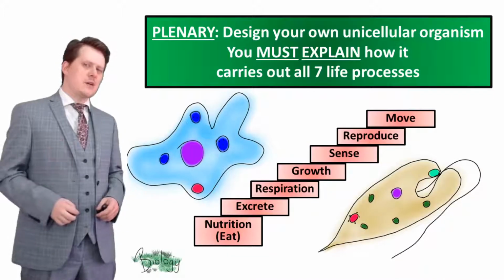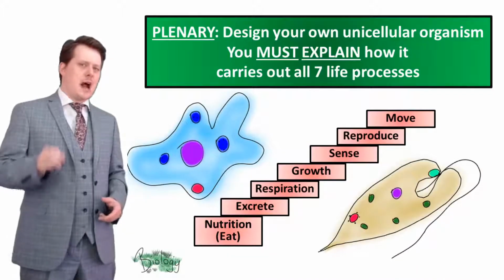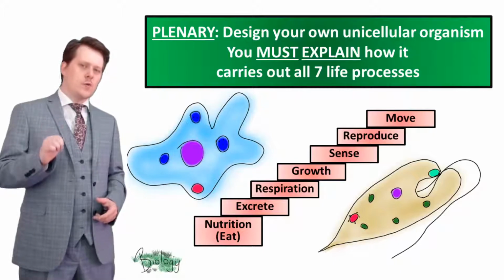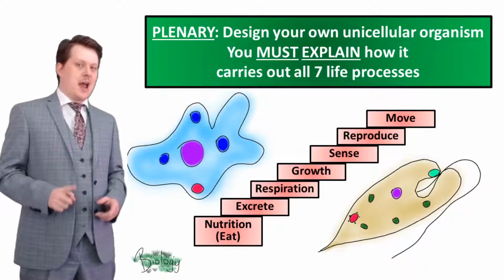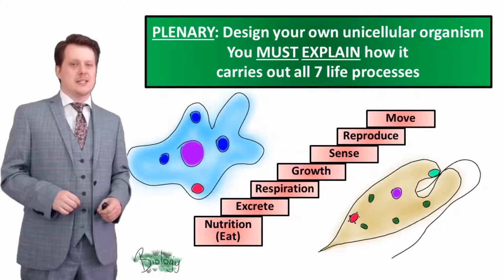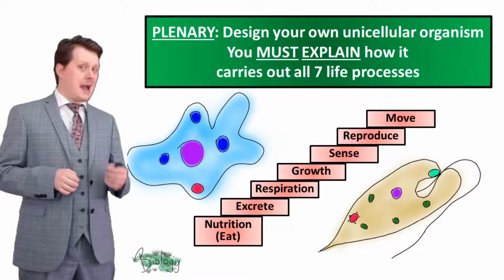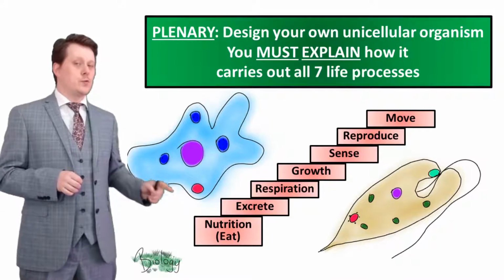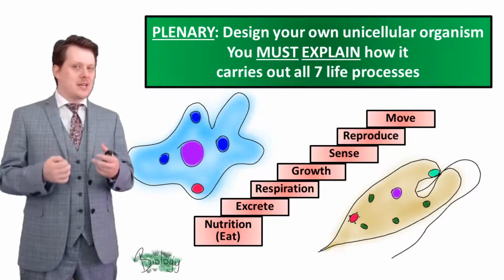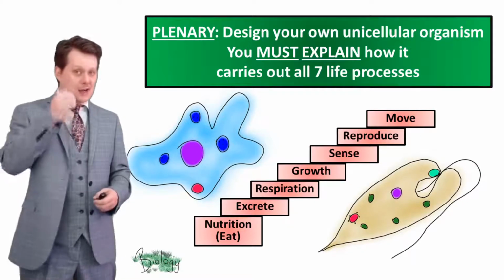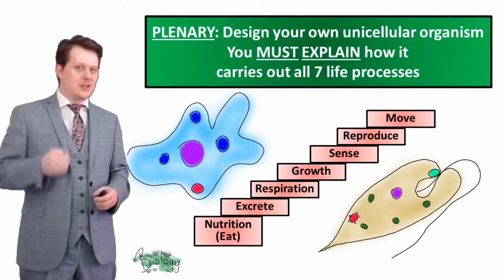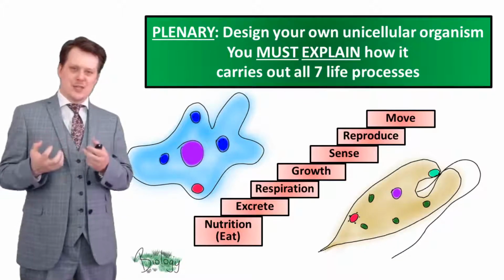So there's one more thing I would like you to do before we wrap this lesson up. I would like you to design your own unicellular organism. And for each one of its 7 life processes, I want you to explain how it carries it out. So for nutrition, I want to know what it eats, how does it engulf it, how does it get the food into the unicellular structure. I want to know how it excretes its waste.